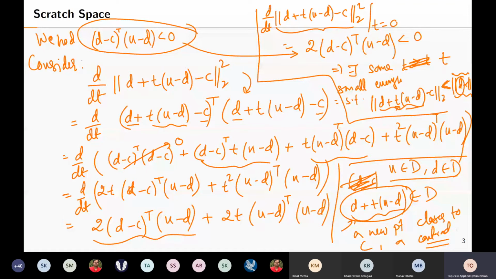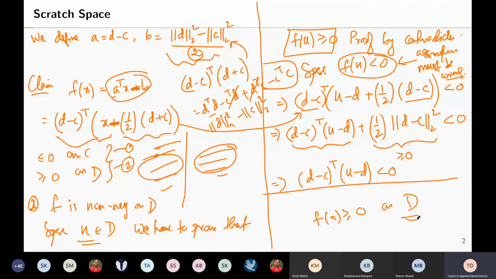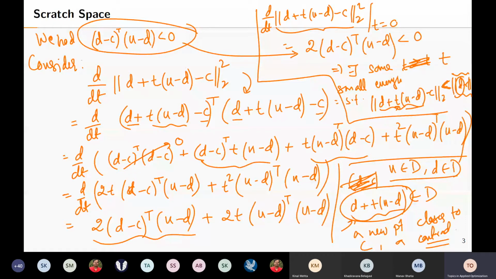So this tells us that our assumption must be wrong. That's why we were led to the contradiction. Hence the only other possibility left is that f(x) must be greater than or equal to 0 on D. Now the argument that f(x) is less than or equal to 0 on C will follow in the same way. You just have to manage the signs, but the argument is similar, and you again prove it by contradiction. So this is the proof of the separating hyperplane theorem.